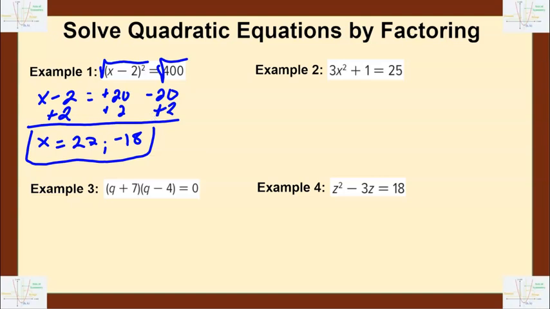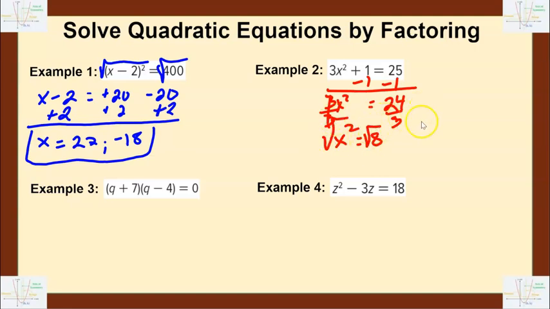Example 2. Here I want to get the square by itself, so I'm going to subtract 1 first on both sides, and I have 3x squared equaling 24. To get x squared by itself, I'm going to divide by 3. And I'm left with x squared equaling 24 divided by 3 is 8. To undo a square, I find the square root of both sides.